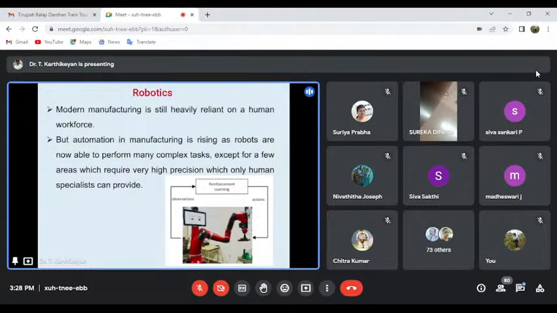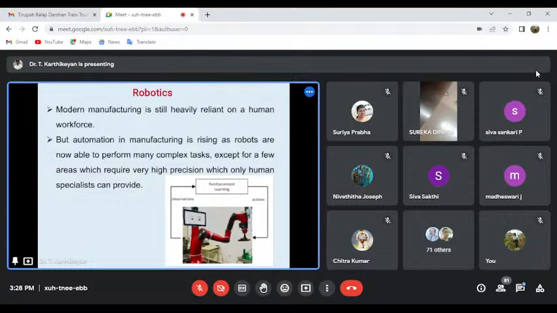So the next thing is robotics. Modern manufacturing is still heavily reliant on a human workforce, but automation in manufacturing is rising as robots are now able to perform many complex tasks, except for a few areas which require very high precision, which only humans can do. In other industries, robotics can be used. A major part of manufacturing could be taken over by robots. As we have already seen in the car industry, almost everything is done by robots only.